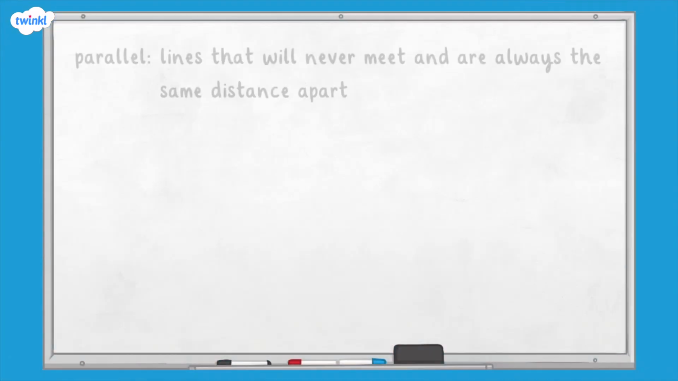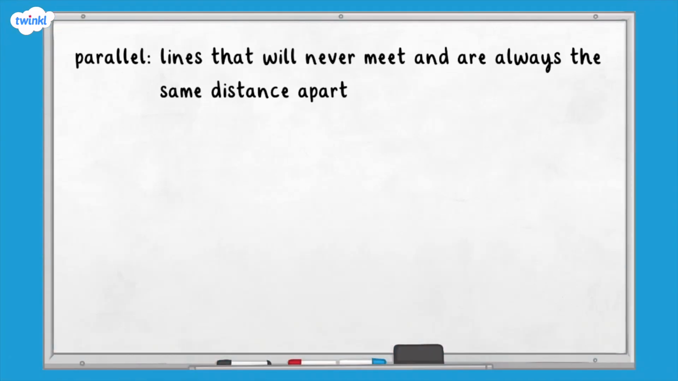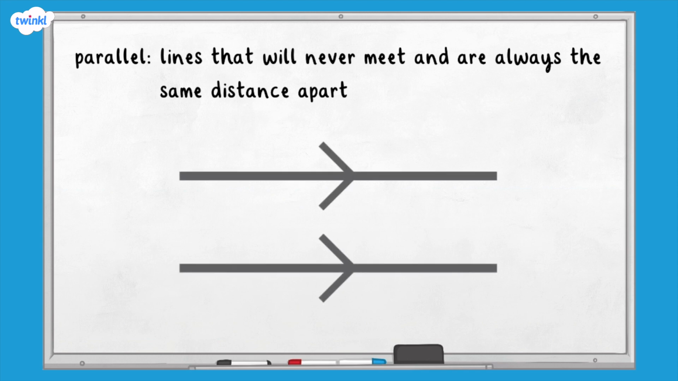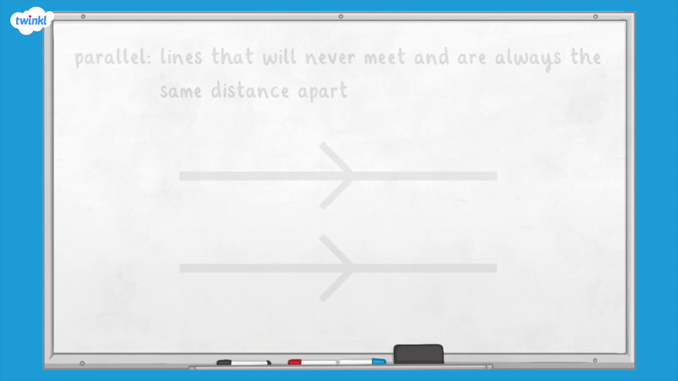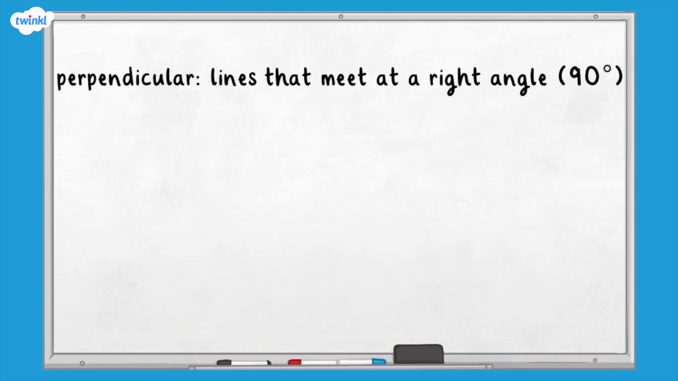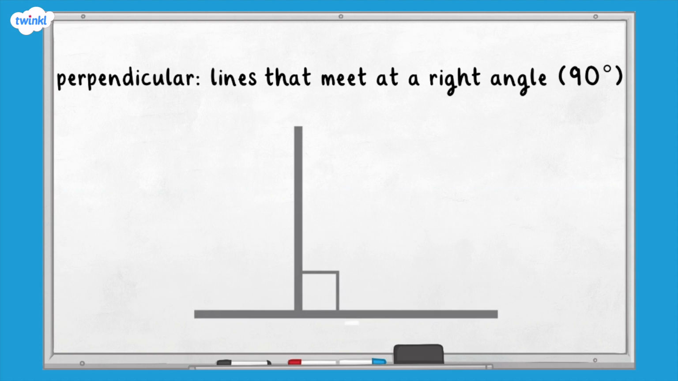We also need to know about different types of lines. Parallel lines are lines that always stay the same distance apart, so will never meet. They are sometimes marked with arrows, as shown here. Perpendicular lines are lines that meet at a right angle, which is an angle that measures 90 degrees.